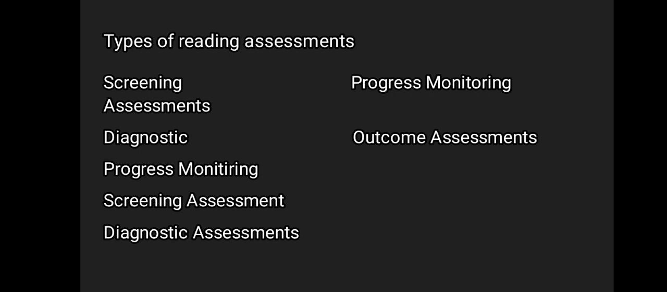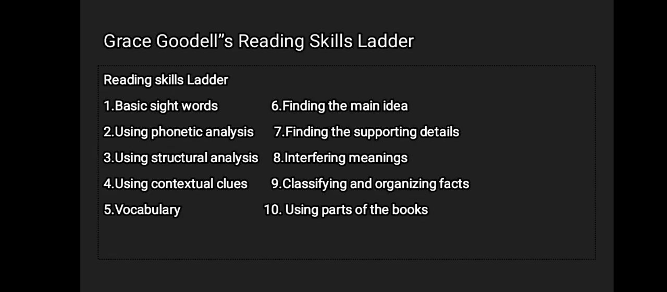So let's go to Grace Goodell's reading skills ladder. So number one is basic sight words. Basic sight words are mostly adjectives, adverbs, pronouns, prepositions, conjunctions, and the most common verbs. For example, the, there, thus, and always. And that is the example of basic sight words.